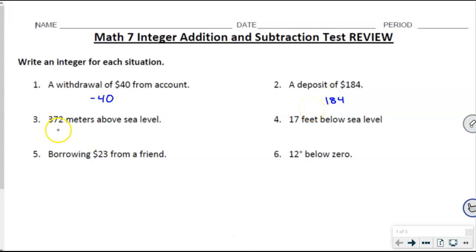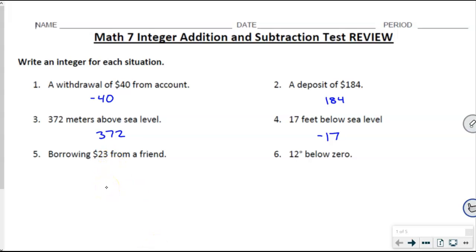Okay, number 3. 372 meters above sea level. Let's go to Michael. 372, and it would be positive because it's above sea level. And 17 feet below sea level. Riley. Yeah, why negative? Because it's below. Exactly. Below is negative.